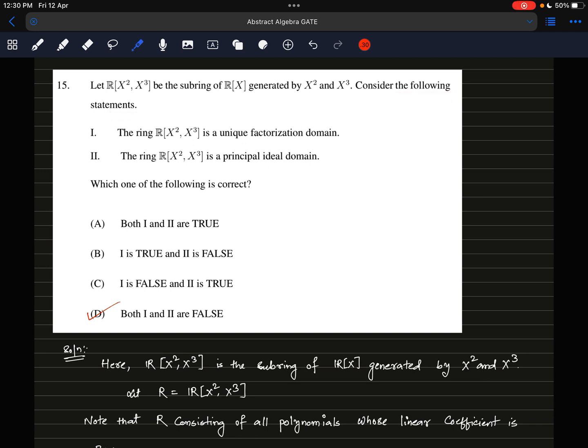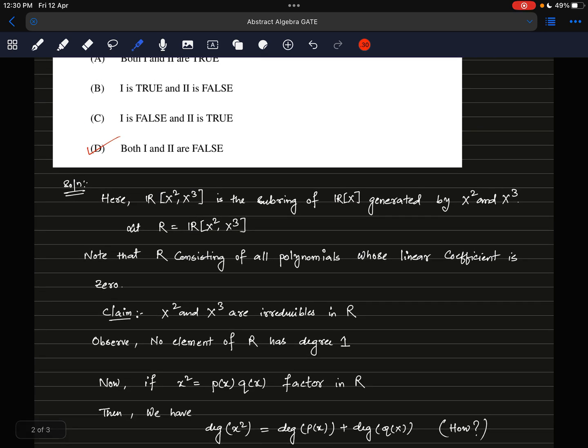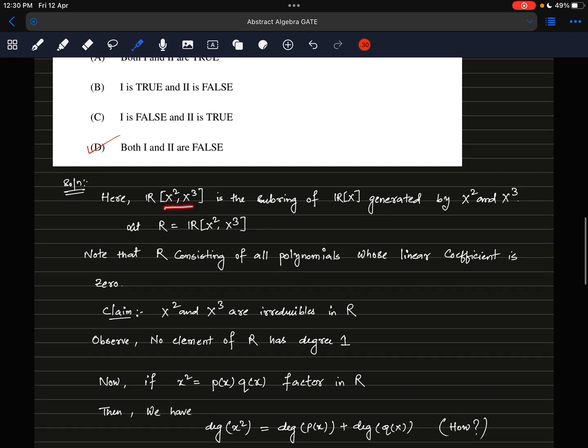The first statement says the ring is a unique factorization domain, and statement 2 says the ring is a PID. The question is asking which of the following is correct, that is, which statement is correct or false. Okay, so the solution. Here we are given the polynomial ring over R, which is generated by x square and x cube, as a subring of R[x]. Let's name it R.